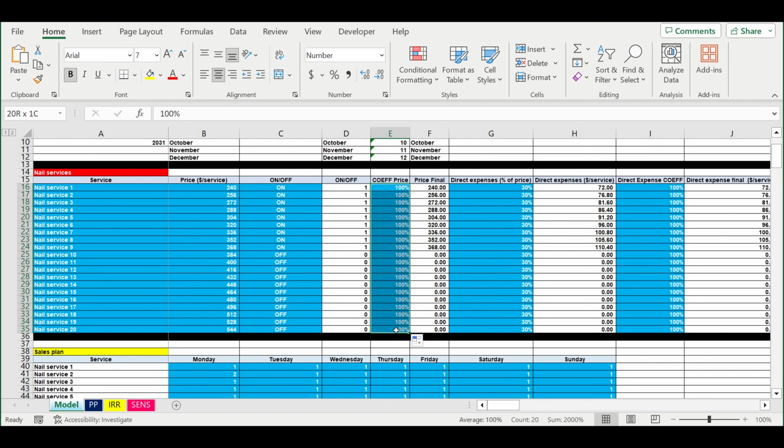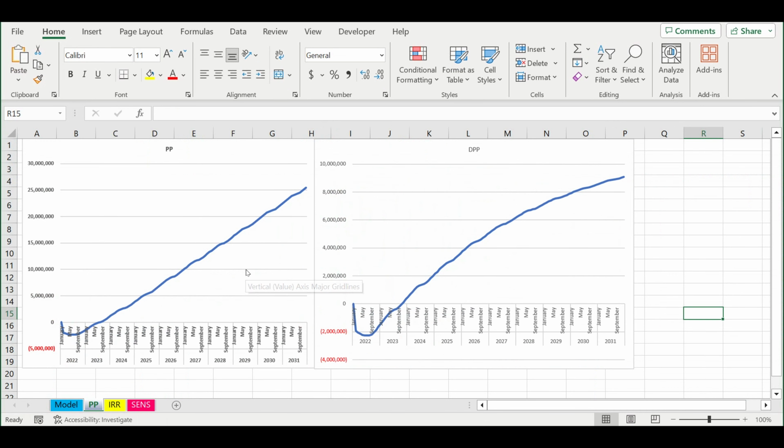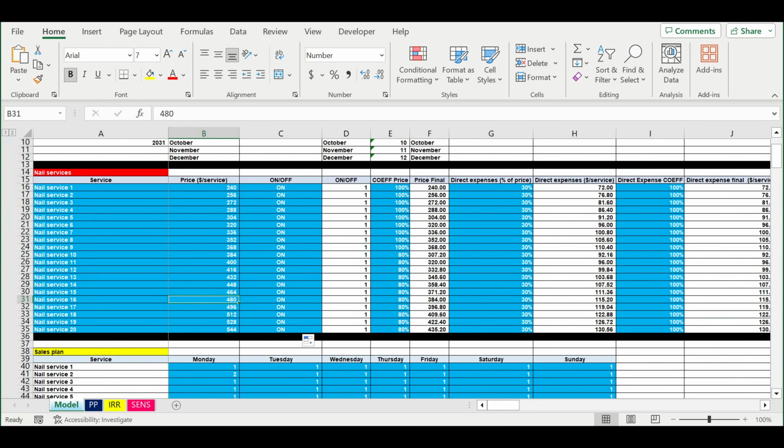Also, for scenario analysis, we are adding this coefficient to the pricing strategy as well. For example, we don't want to switch off this or that nail service completely from the model, but we just want to decrease the value of its price by 20%. Here we can just type 80% and this will give us 80% of the base price for this service.